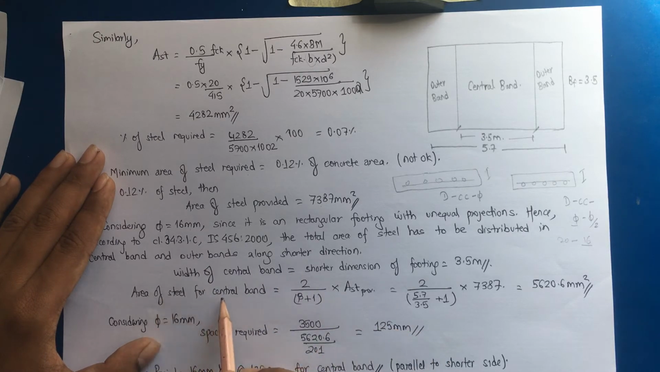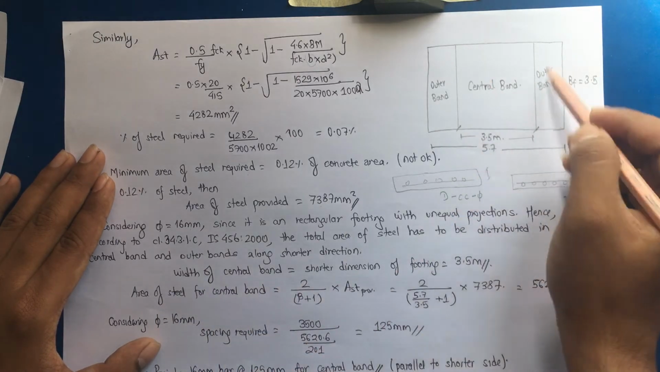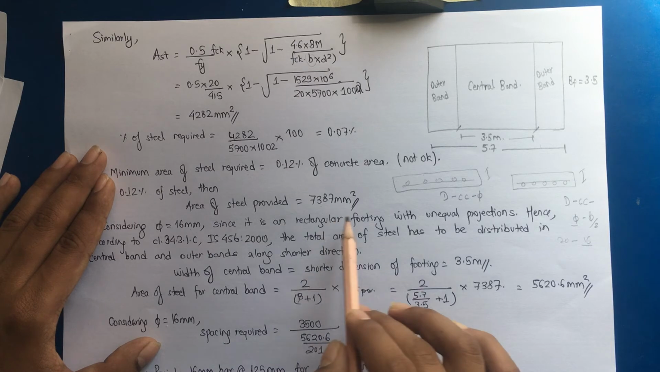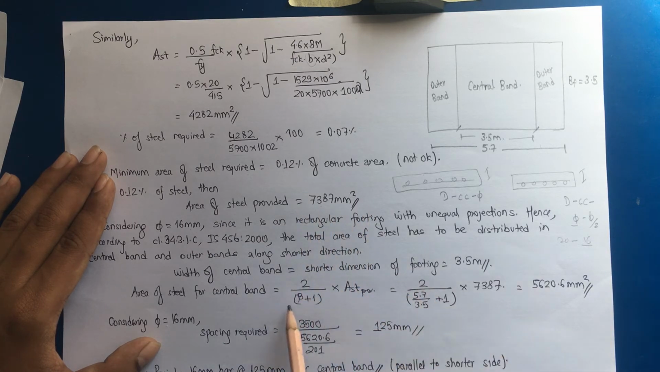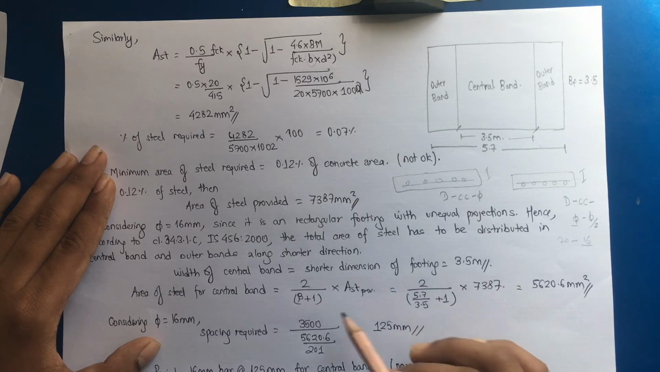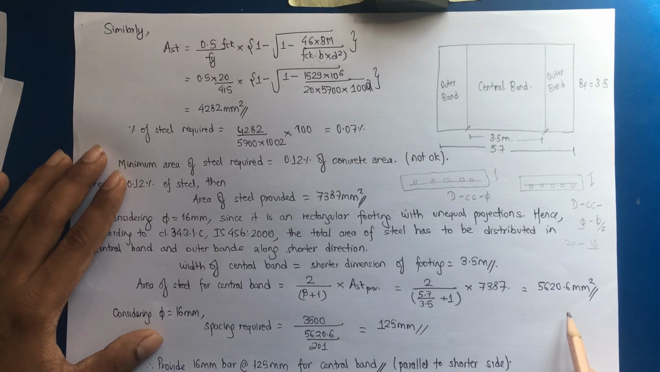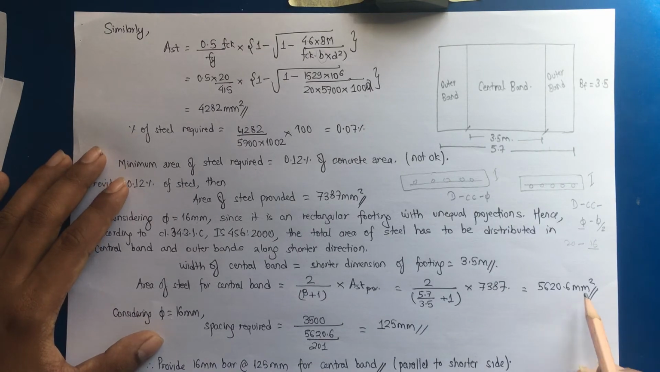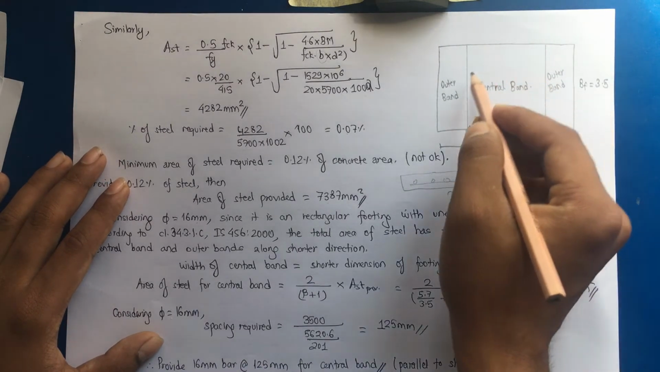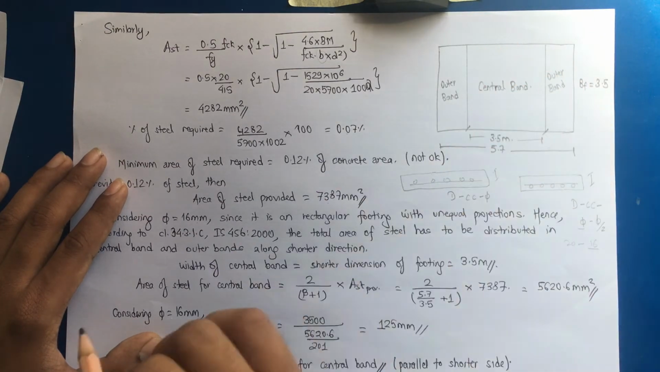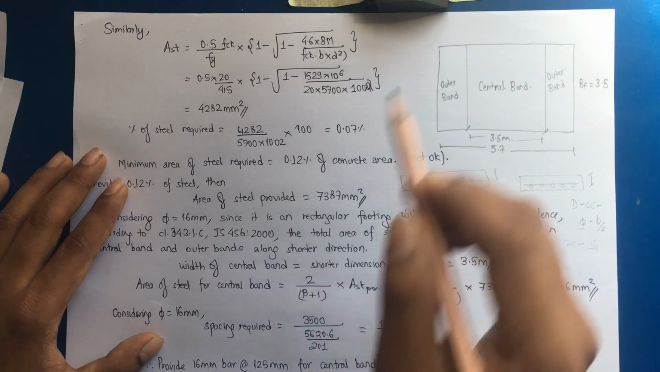Now the area of steel for the central band is taken as 2 by (beta plus 1) into the area of steel provided that we have calculated. Beta is nothing but the ratio of longer span to the shorter span of the footing. Substituting the value of Ast as 7387, we get 5620.6 mm square. So 5620 mm square should be provided in the central band, that is near the column.